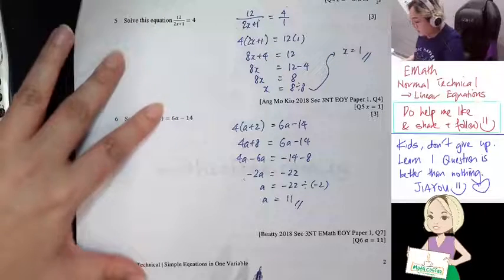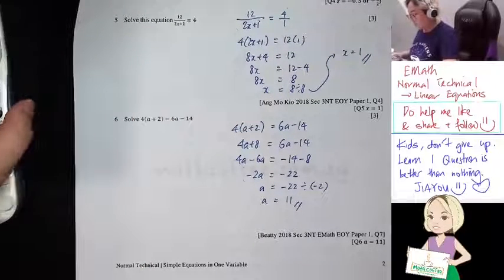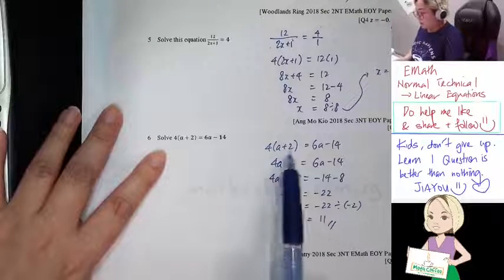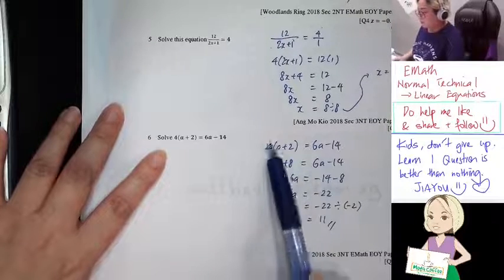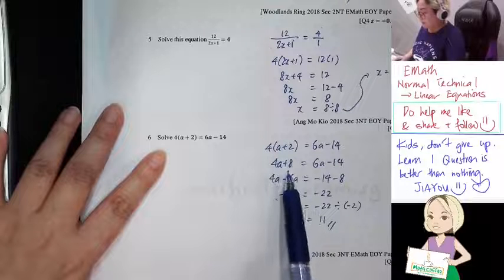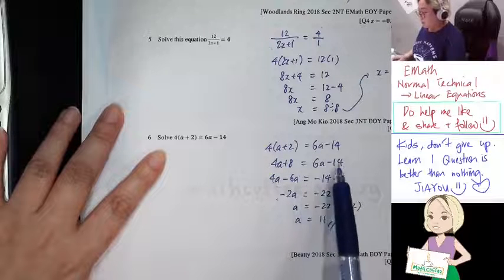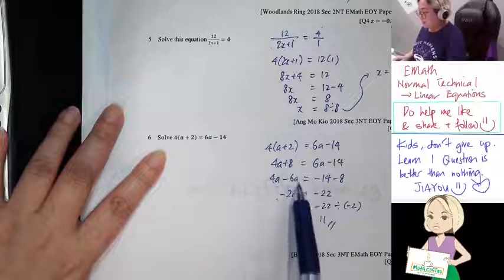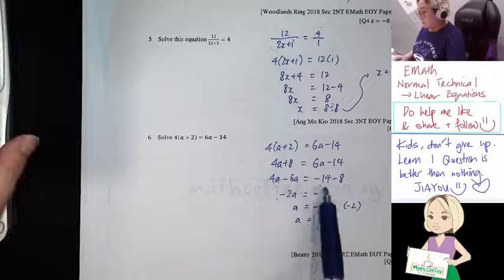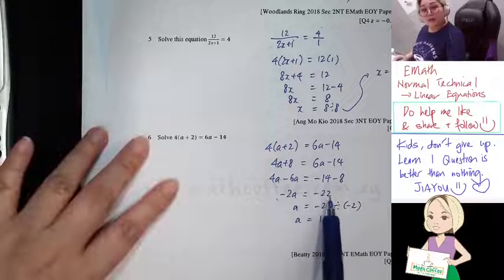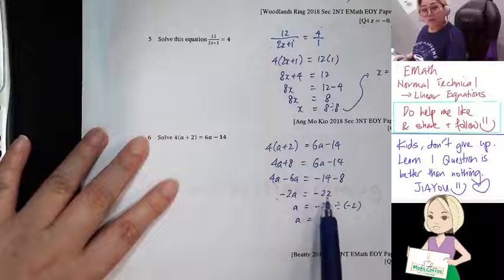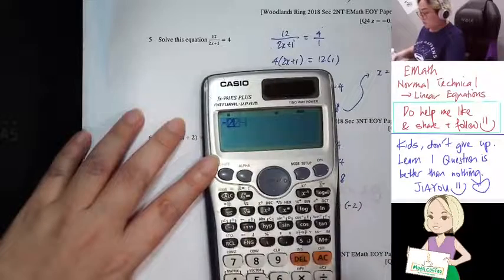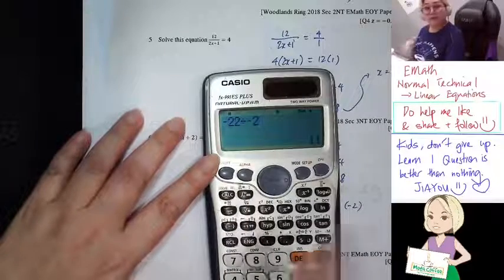Che, how did you get 11? Did I press wrongly? Okay, let me repeat. The question was 4 bracket a plus 2, equals 6a minus 14. So I do my rainbow. 4a plus 8. Keep the equal, negative 14 remains. 4a remains, 6a bring over minus 6a, 8 bring over minus 8. Minus 14 minus 8 is minus 22. So what I did was take negative 22 divided by negative 2. Negative 22 divided by negative 2 is 11.